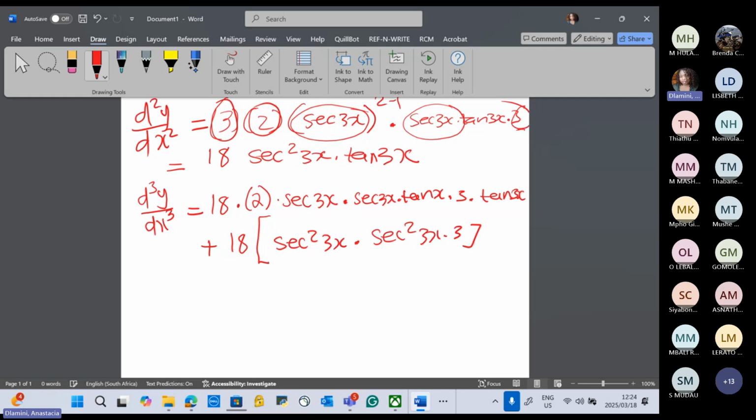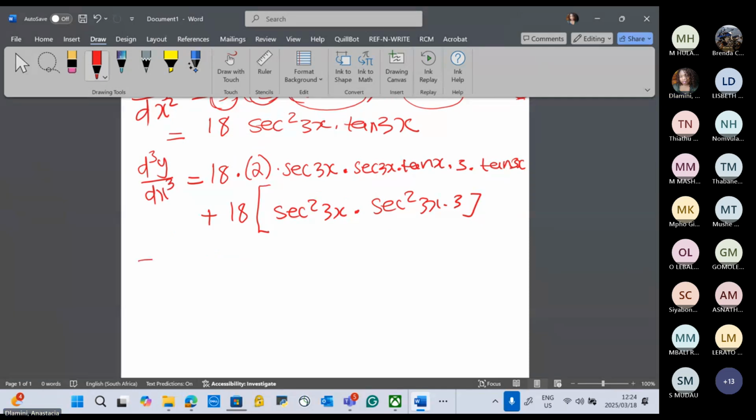Okay, let's simplify this. My second years don't use a calculator. Let's see if you can use your brains. Good people.